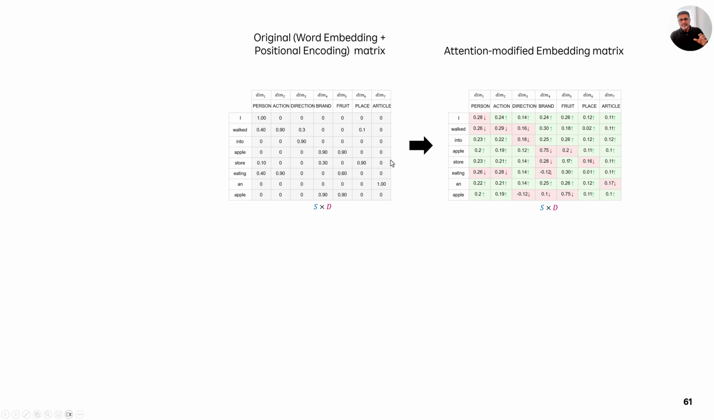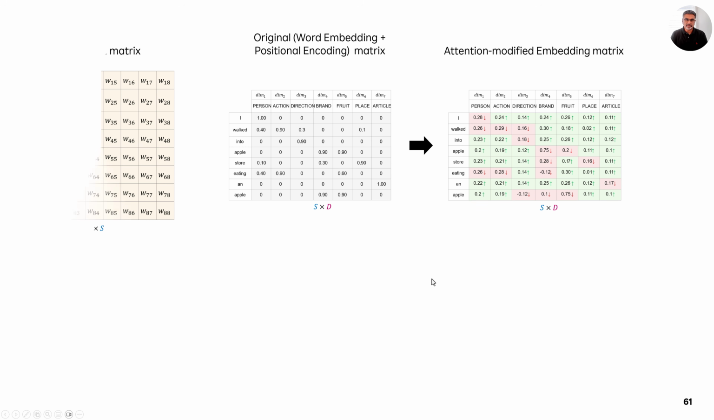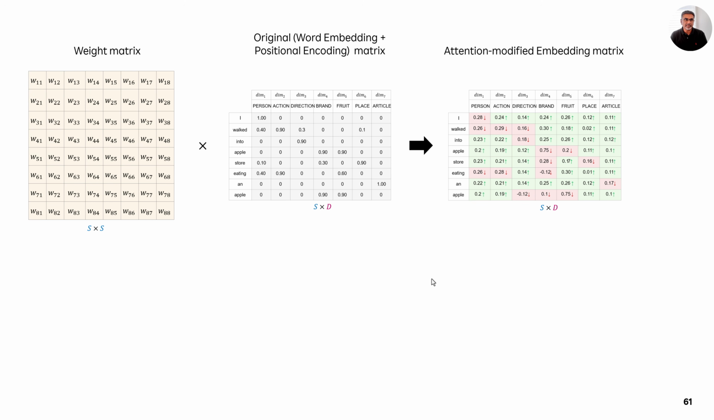Okay. Now, I'll just use the nomenclature here so that we can build on that. So what you want to do again is take this S cross D. S is the number of words in the sequence, and D is the number of dimensions, and you want to convert it into this attention modified embedded matrix where you modulate or change the values up or down. Okay. Now, how do you go from this matrix to that matrix? Well, we can throw in a weight matrix because in deep learning it's all about weight matrices, right? Throw in a weight matrix, which when multiplied with the original will give you this attention modified embedding matrix.